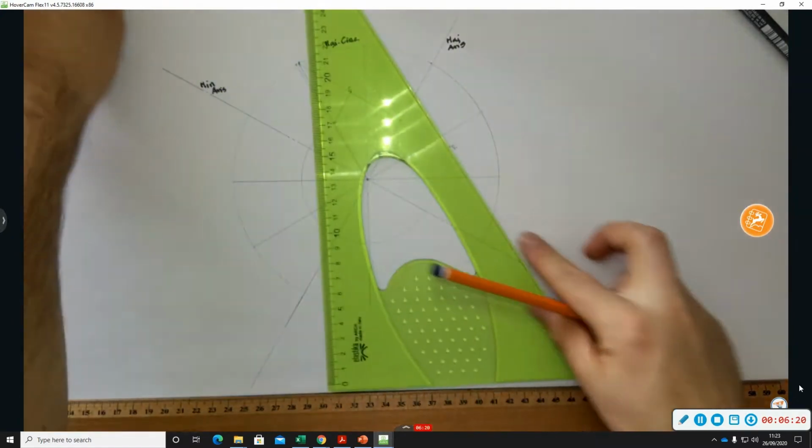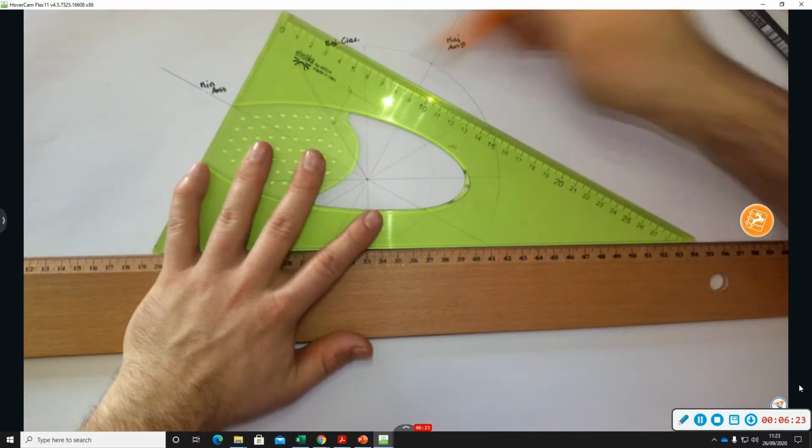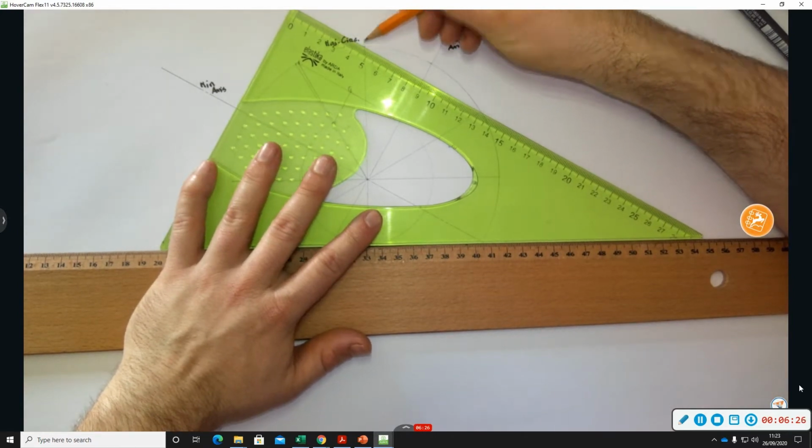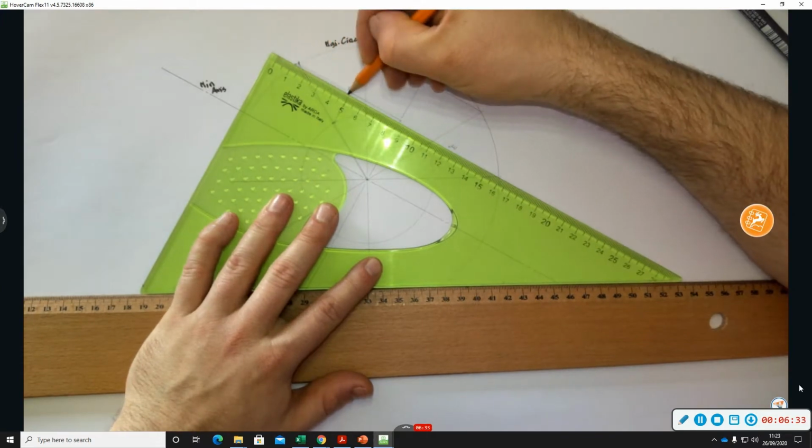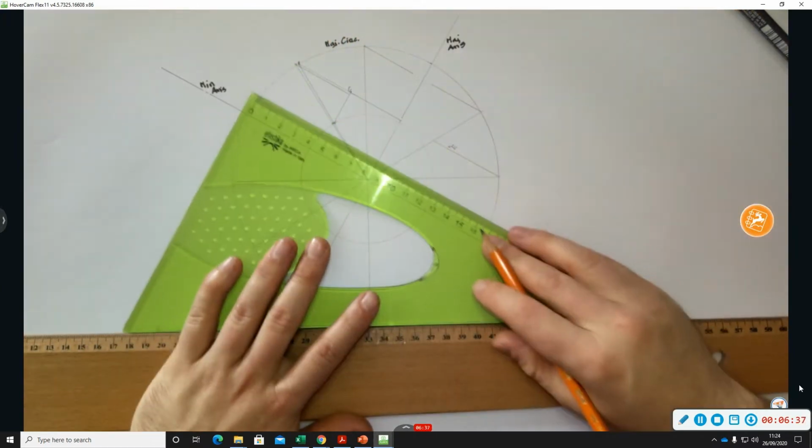Now where the division lines hit the major circle, we're going to go parallel to the minor. We're going to do it normally now, we're not working backwards, so parallel to the minor axis towards the middle.